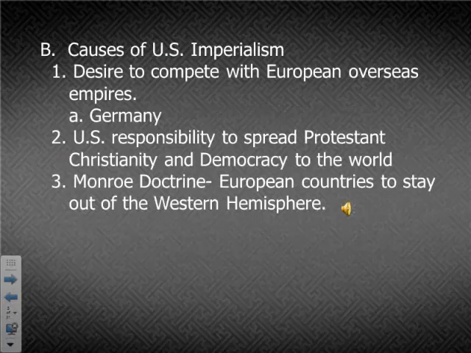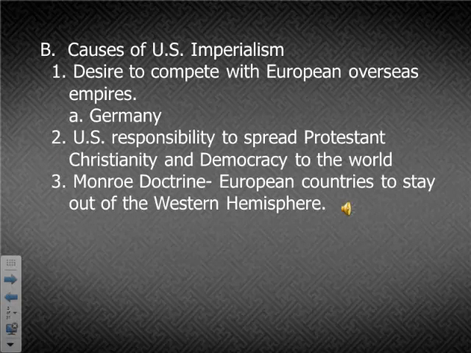Next, we need to take a look at why the United States felt it necessary to expand. Remember, manifest destiny, the United States had believed it was their fate to control all the land from the Atlantic to the Pacific. Well, that had occurred, and now they needed to look elsewhere. One reason was their desire to compete with the European powers, which mainly were Germany, Great Britain, France, and like I said earlier, Spain was spiraling downward.